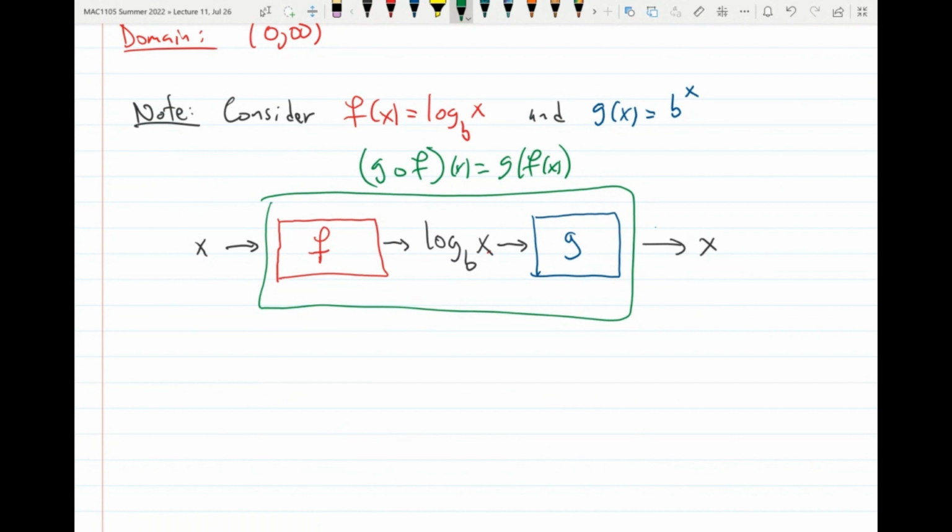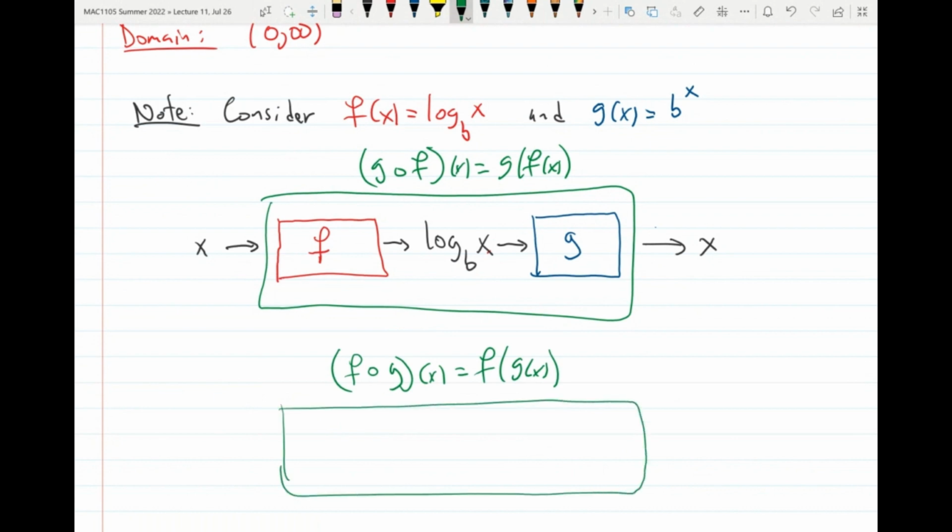How about the other way around? So I want a picture now for f composed with g. In other words, we're going to do g first, and then we do f. Okay? So that's my composition. Now, we first do g, and then we're going to do f. Okay, so again, an input comes in, then it goes into g. What does g do to the input?